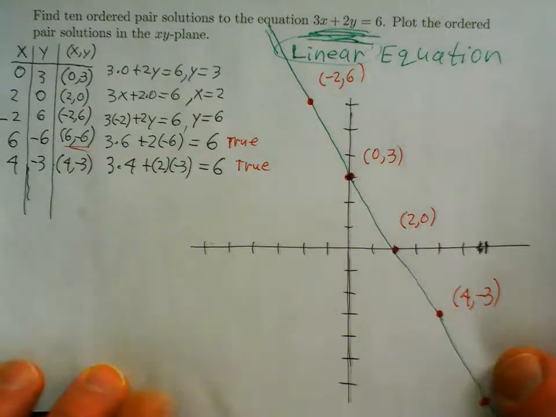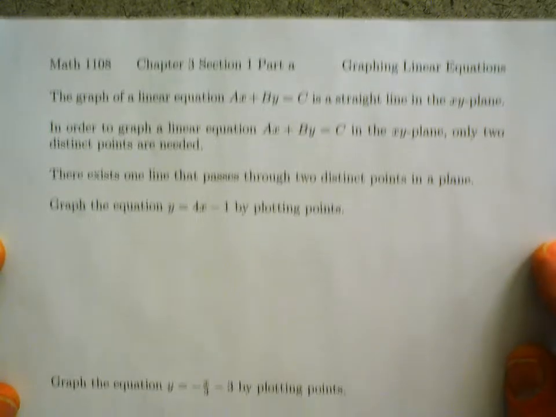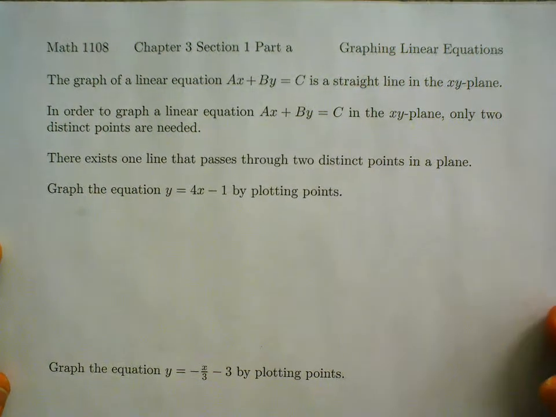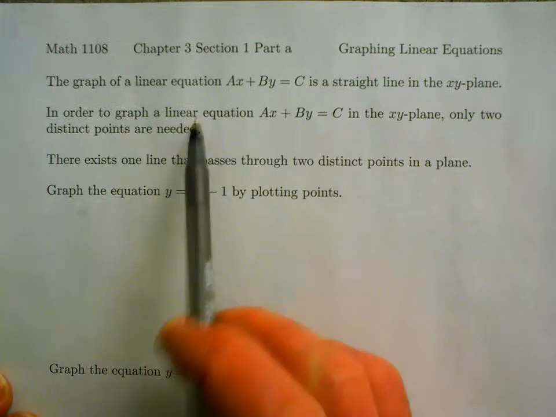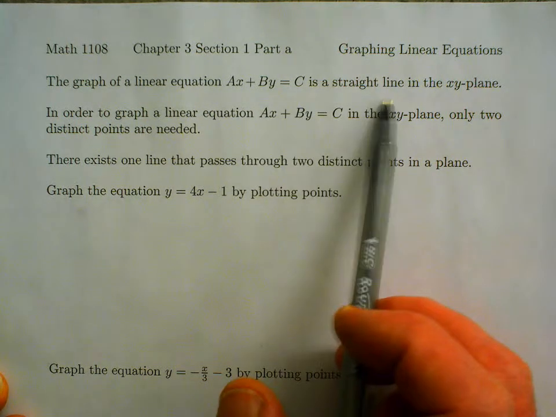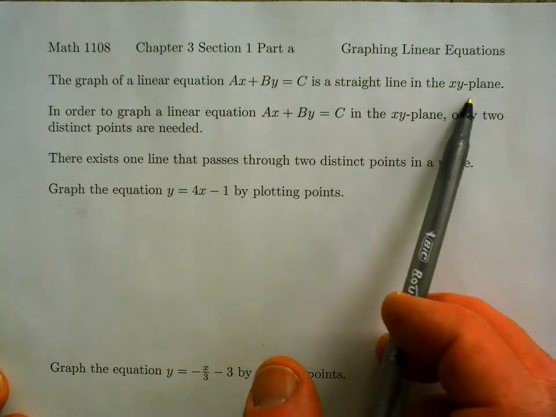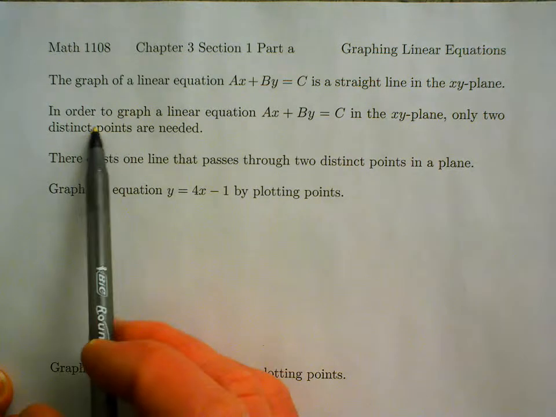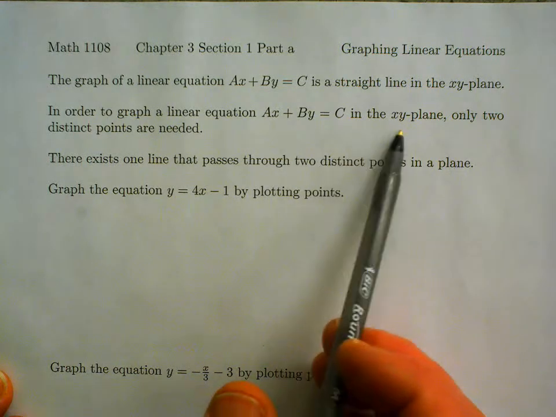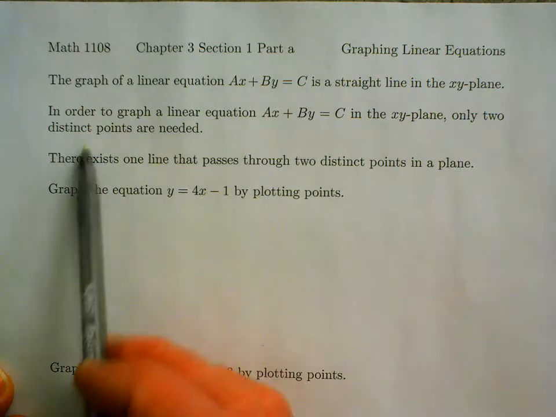Okay, let's move on to the next page. Here's a statement to reinforce what we just observed. The graph of a linear equation, ax plus by equals c, is a straight line in the xy plane. In order to graph a linear equation, ax plus by equals c, in the xy plane, only two distinct points are needed.